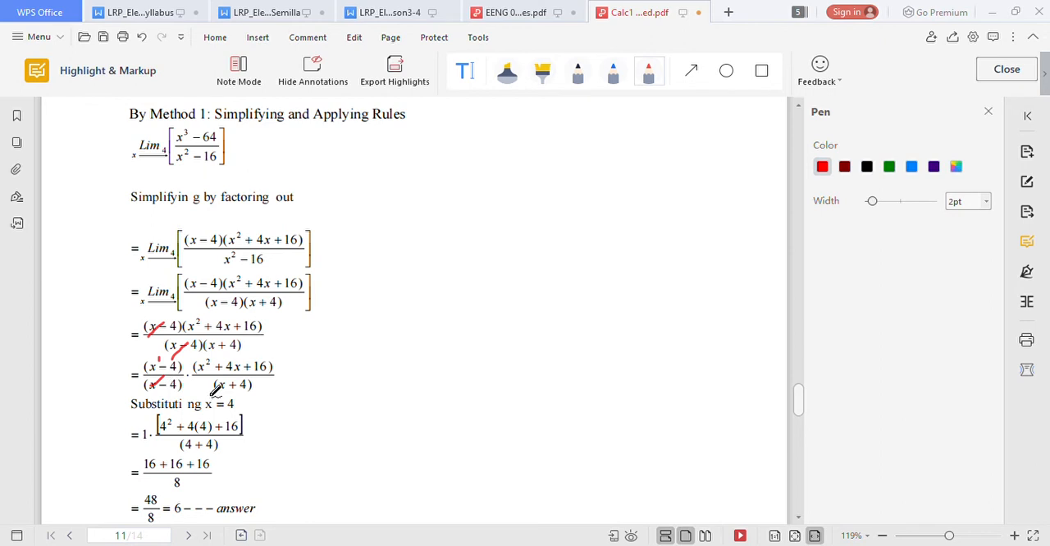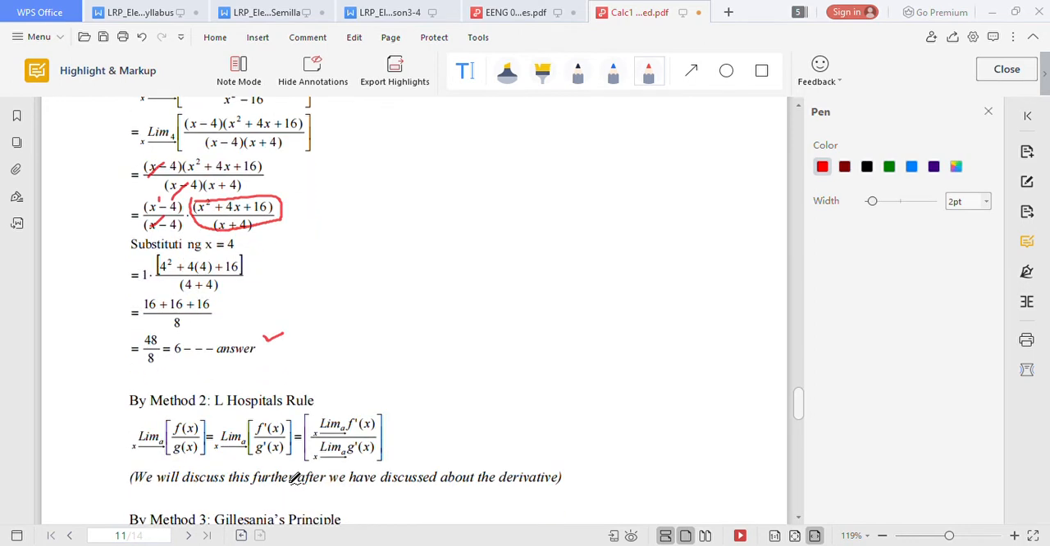So, what remains is just x squared plus 4x plus 16 over x plus 4. And substituting x equals 4, we have 4 squared plus 4 times 4 plus 16 over 4 plus 4. And so we have an answer of 48 over 8, and that is 6.